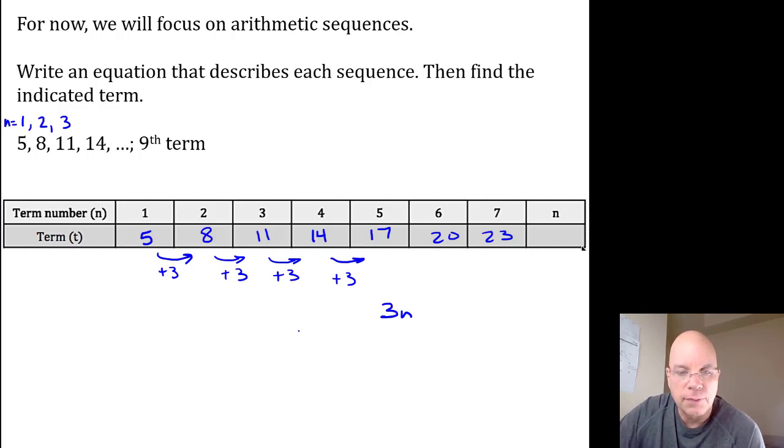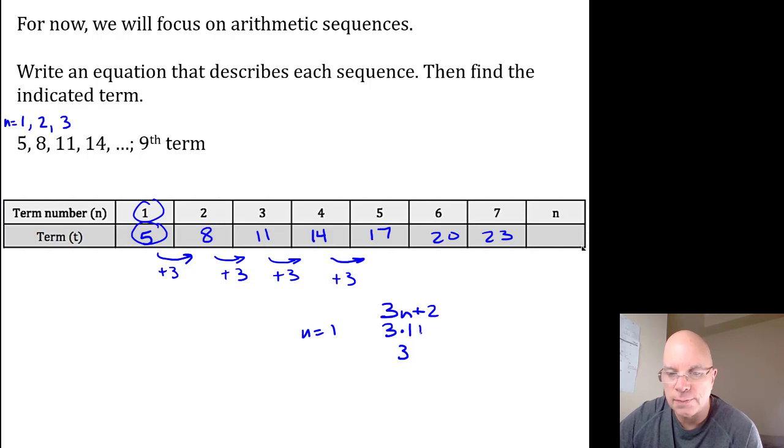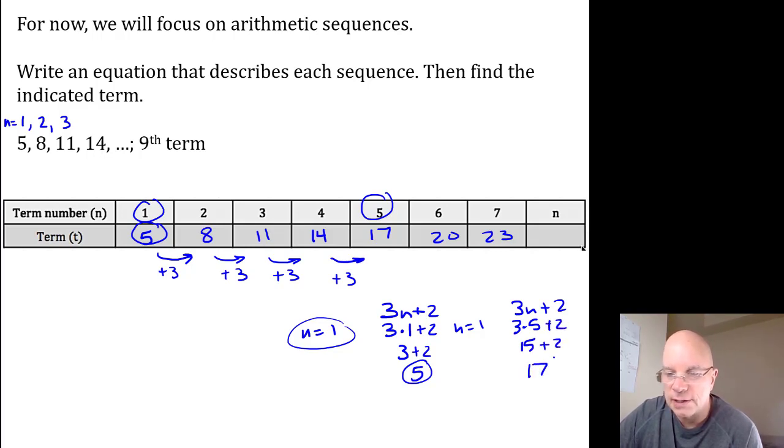But we can test it and figure that out pretty easily, because when n equals 1, 3 times n would be 3 times 1, which would be 3. But I don't want 3 when n equals 1. I want 5. I want 2 more than 3. So I just add 2 to my rule, and I get the value that I expected. If I try another value like 5, when n equals 5, 3n plus 2 would be 3 multiplied by 5 plus 2, or 15 plus 2 is 17. And so again, the term matches the position in the sequence using this rule. So that gives me confidence that this rule is correct.